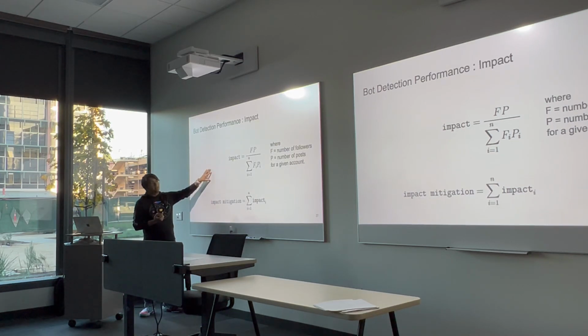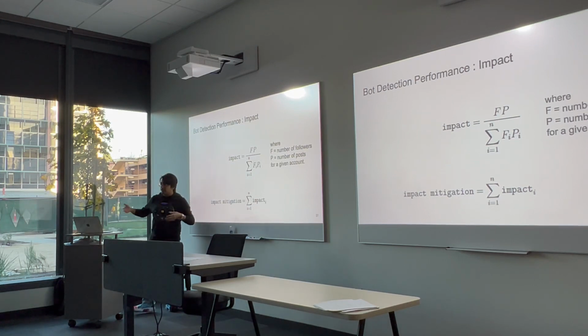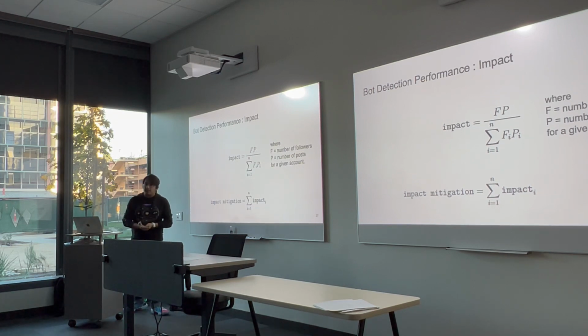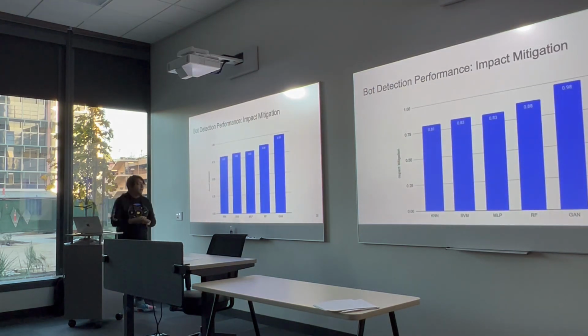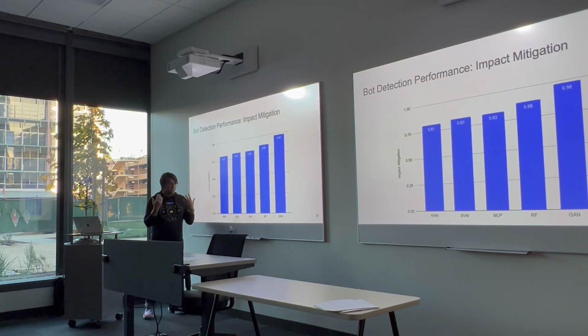And we also want to figure out how well the technique does. So remember, impact is on a per account basis. Impact mitigation is basically summing it all up. And in this case, it's a positive impact mitigation if you correctly classify it, and you subtract it if, of course, you misclassify it. And now let's look at how our techniques performed in terms of this new metric that we defined.